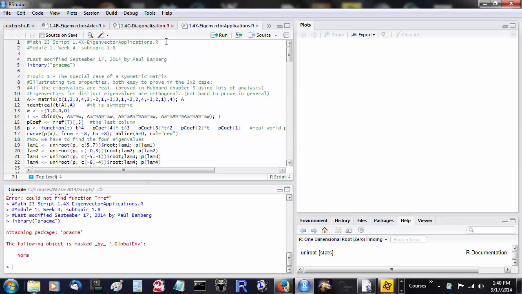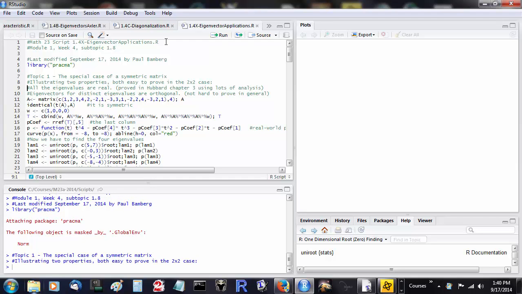And we're going to start out with a very important special case, important especially in physics, where the matrix A is symmetric. If the matrix is symmetric, there are two attractive properties. Both of these are very easy to prove in the 2 by 2 case. First one, all the eigenvalues are real.